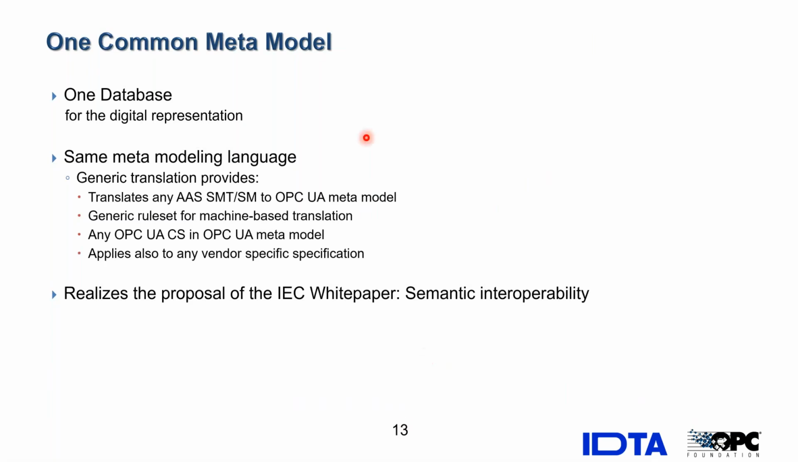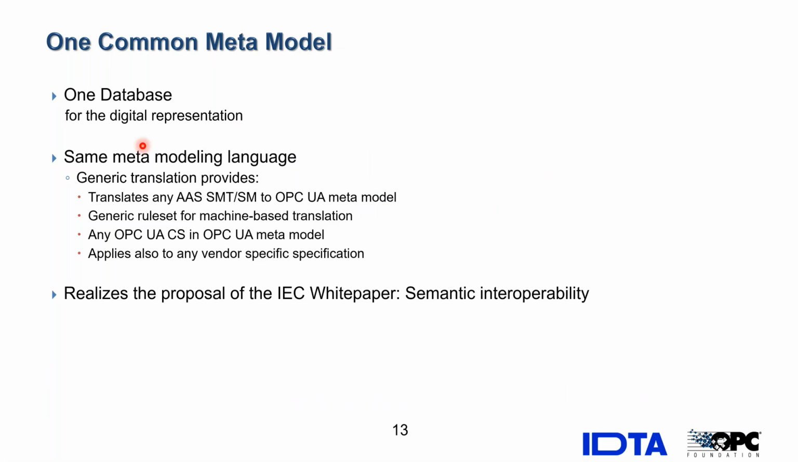So what we get is one database, one digital representation for any information, not an AAS information and separately a UA information. It's one database, one information. We have the same meta modeling language, and with the generic translation, we can automatically translate any AAS submodel or submodel template to that OPC UA meta model. And so we get them in one data source.